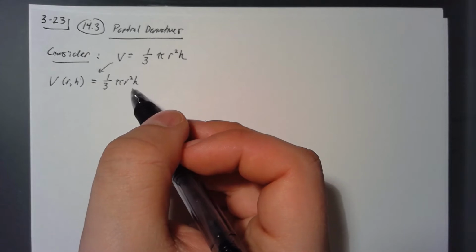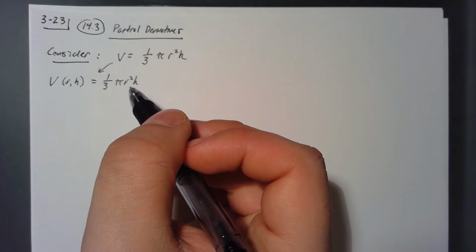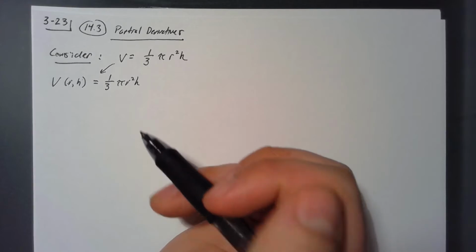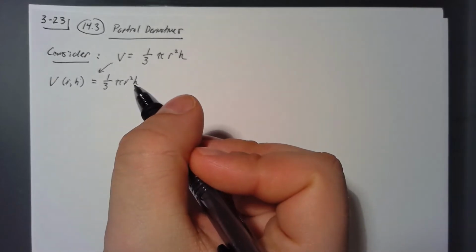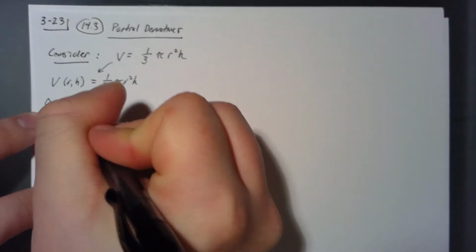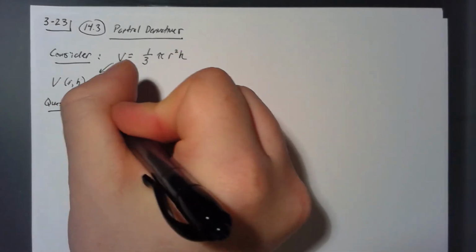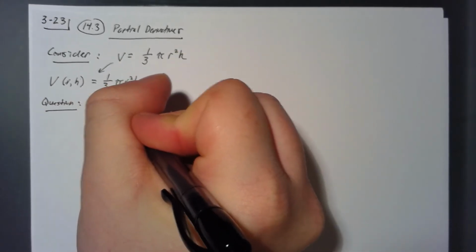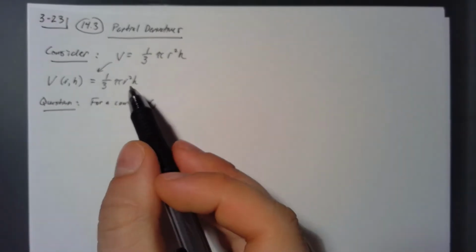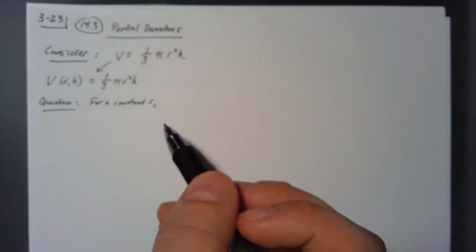When you take derivatives of single variable functions, you just find the rate of change of that one variable. All right, that's straightforward enough. But what if I want to find the rate of change of just one of these variables? So, question. Let's say I hold r constant. I could hold h constant, but for just this case, let's say I hold r constant.